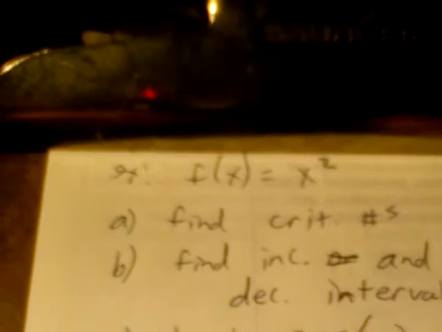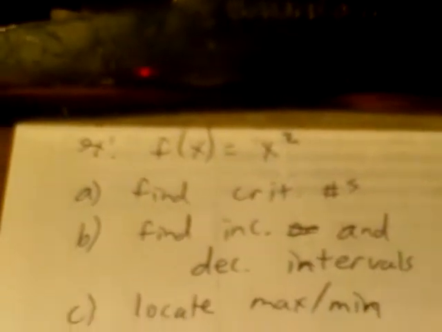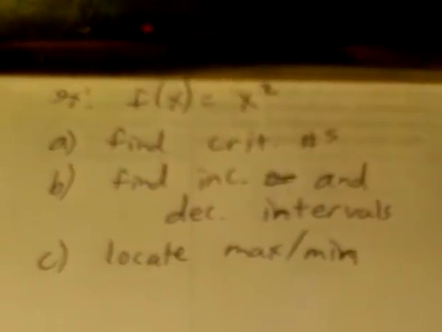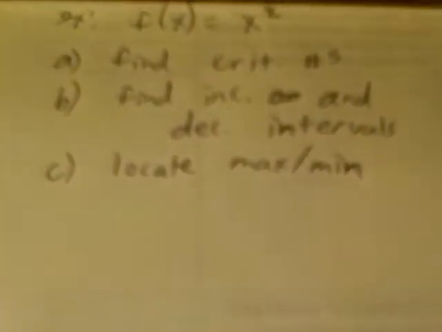So there it is. There's our first example right there. f of x equals x squared. And I want us to do three things. First thing is to find the critical numbers. Second thing is to find the intervals where we are increasing and decreasing. And then we want to locate the maxes and mins. And that's where we're going to do the whole sign chart thing. And I want to do this in a calculus way instead of a graphical way.